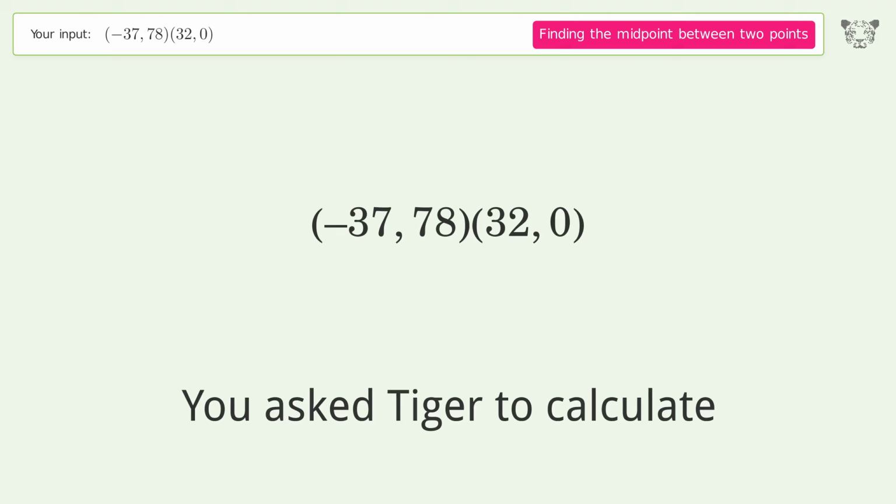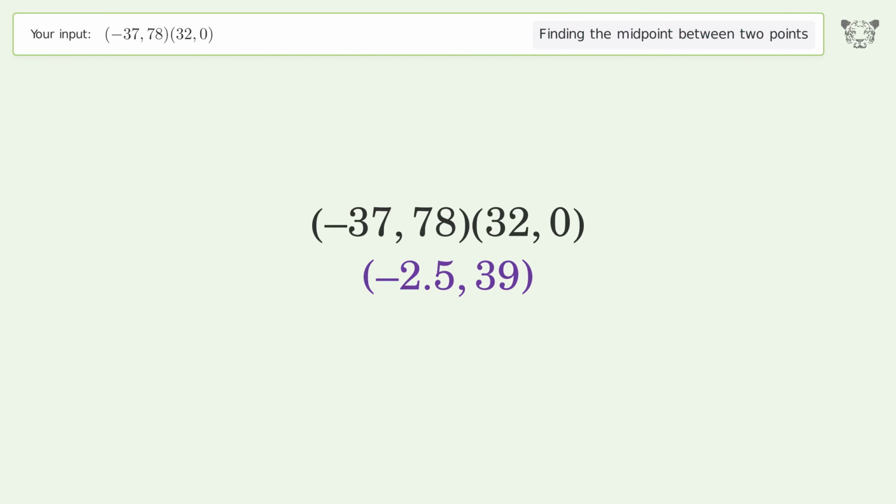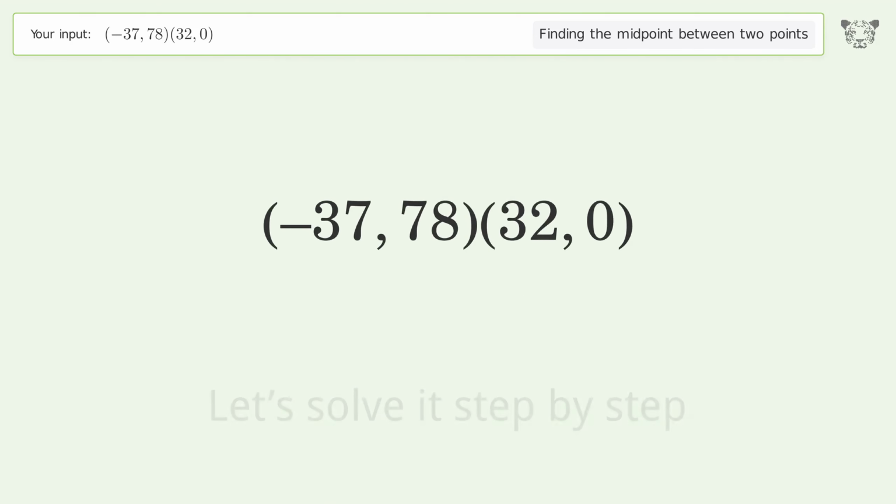You ask Tiger to calculate. This deals with finding the midpoint between 2 points. The midpoint between the 2 points is -2.539. Let's solve it step by step. Plot the 2 points and calculate the midpoint using the formula.